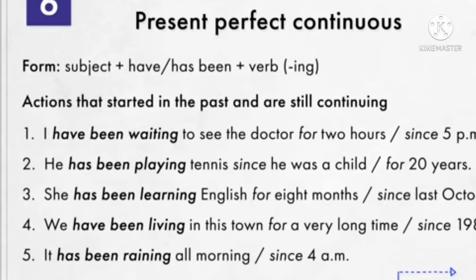Okay, look at another example. He has been playing tennis since he was a child. You can also say he has been playing tennis for 20 years. She has been learning English for 8 months. She has been learning English since last October. We have been living in this town for a very long time. We have been living in this town since 1980. It has been raining all morning. It has been raining since 4 a.m. Do you understand? So the keywords for present perfect continuous tense are since and for.